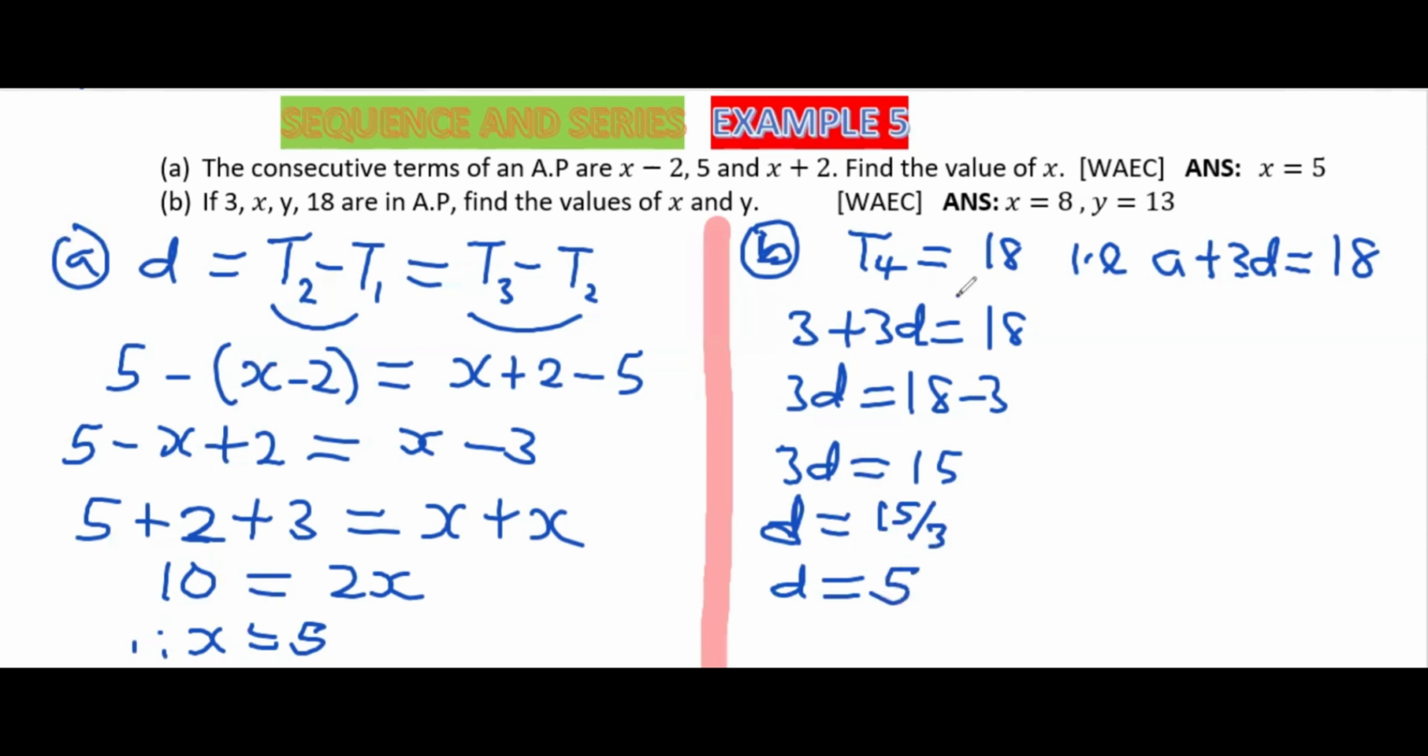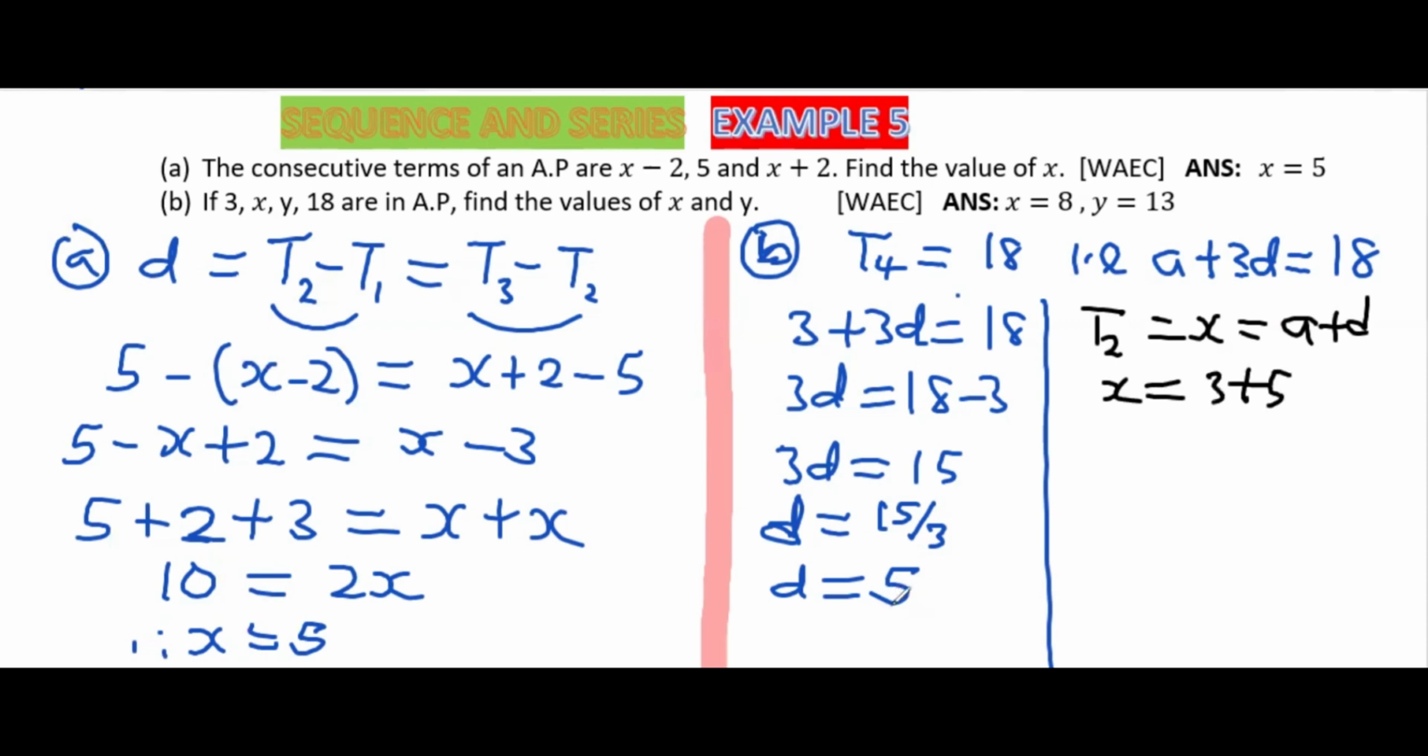And we obtain the value of D as 5. If D is 5, we have to find the value of x and y. So what we simply do is, if you look, x occupies the second position, that is T2 equals to x, which is the same thing. And the formula for T2 is a plus d. So that means x equals to, since the value of a is 3 already, that is the first term, 3, and the common difference has been obtained as 5, that will be 3 plus 5, and we have the value of x as 8.